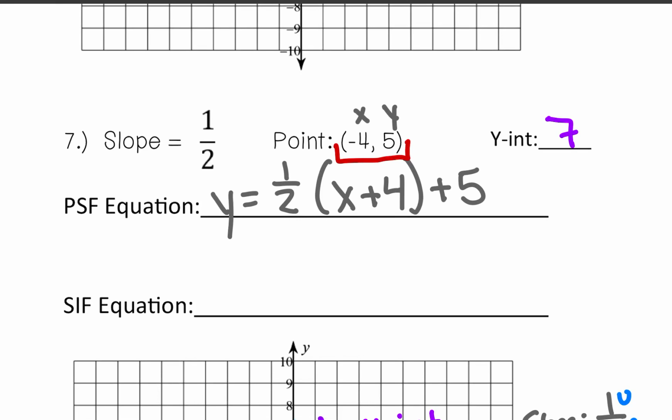So this means we can now write our slope-intercept form equation. We know the slope. That needs just an x attached to it. And then the y-intercept, which is a positive 7, so we write plus 7.